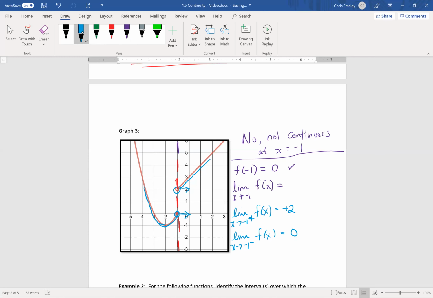If the limit from the right and the limit from the left do not equal each other, that means the overall limit does not exist. So here, condition 2 fails. That's why it's not continuous.